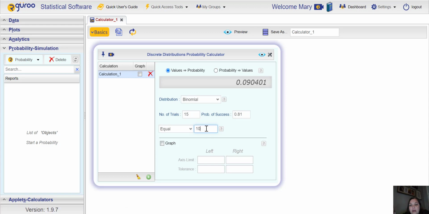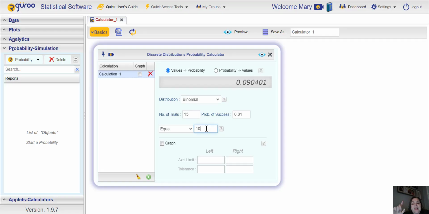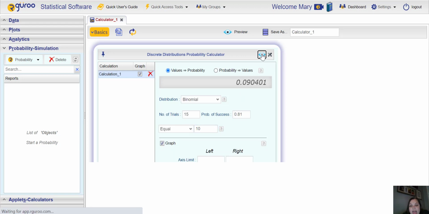I'm going to hit enter. And there's my probability, 0.0904. Let's just double check. 0.0904 is what we got with the TI. Now let me show you one other cool thing about this particular calculation. You can see there's a check box next to graph. So I'm going to check that, and then I'm going to hit the preview button again.